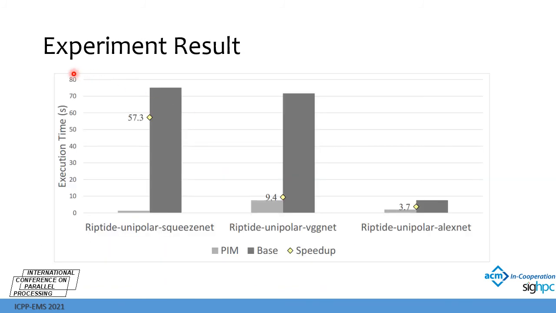This is our experiment results. The baseline version uses only CPU to run the model, and the PIM version uses PIM instruction and the memory layout transformation to accelerate the convolution layers. All the models run on our Gem5 simulator and get the simulated execution time. And we can see that the speedup is from 3 to 57.